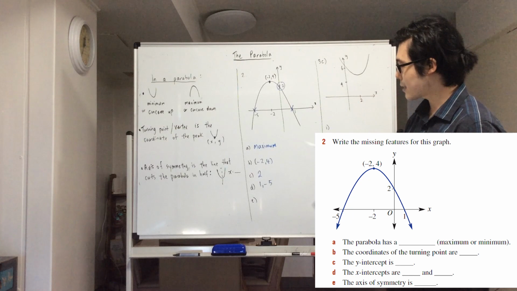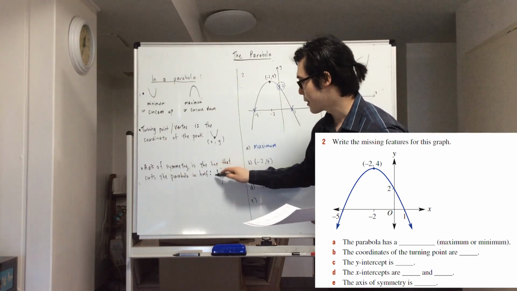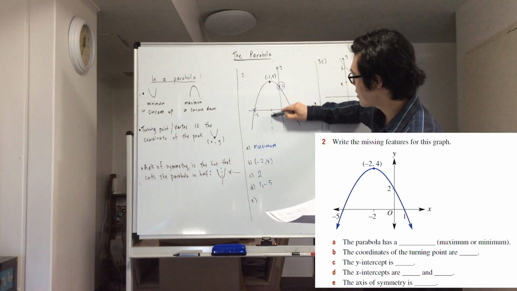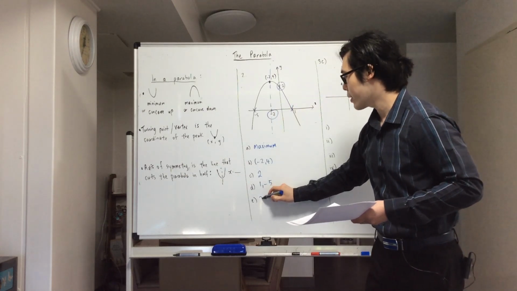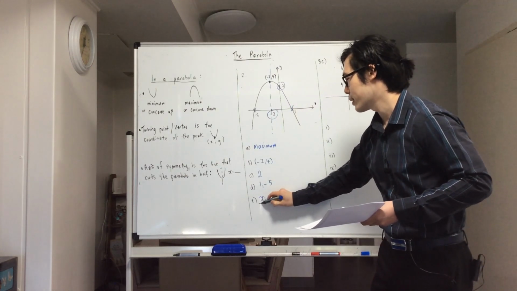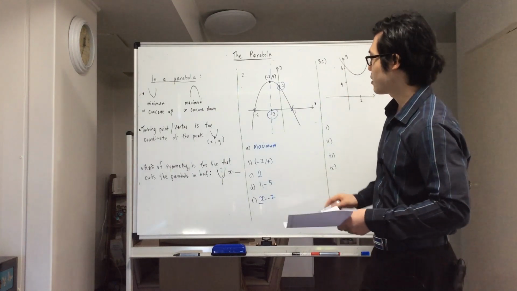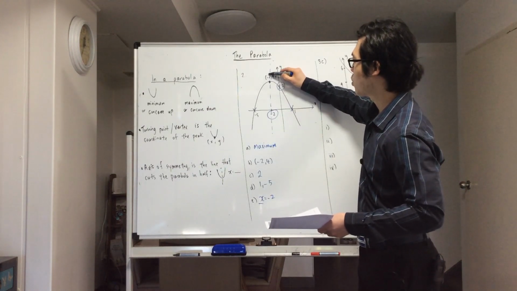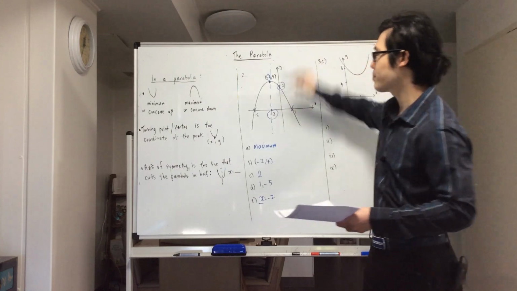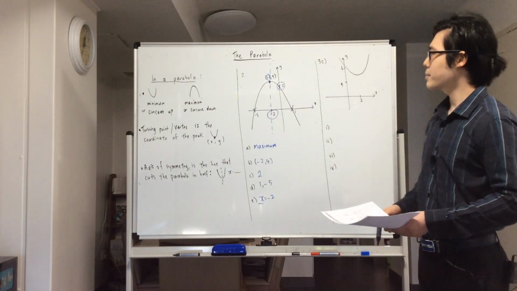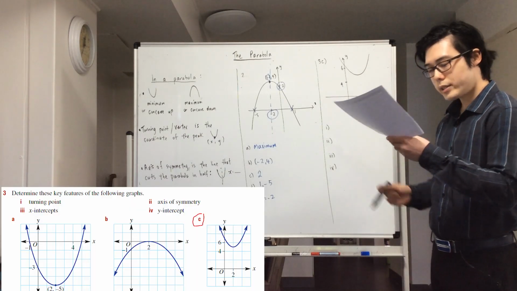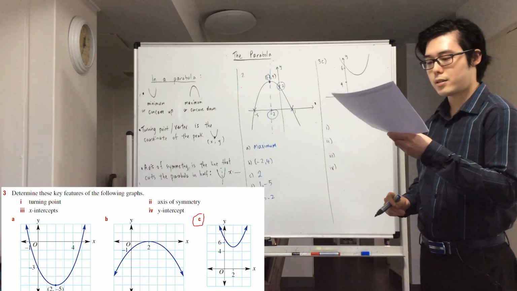Okay? And the axis of symmetry, remember, is the line that cuts the parabola in half. So in this case, it's that. And it goes through minus 2. So it's called x is equal to minus 2. You have to write the x, okay? So what you'll notice, the axis of symmetry is always the coordinate of the vertex as well. It always cuts in half through the vertex. Let's do something similar in question 3. Question 3, determine these key features of the following graphs.